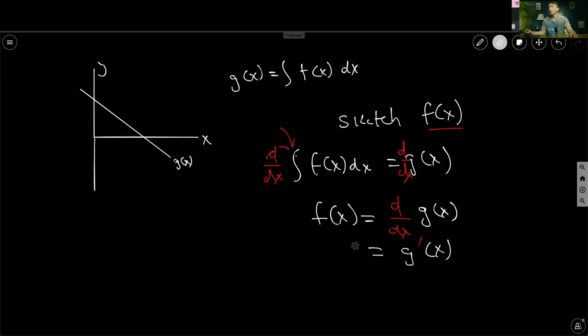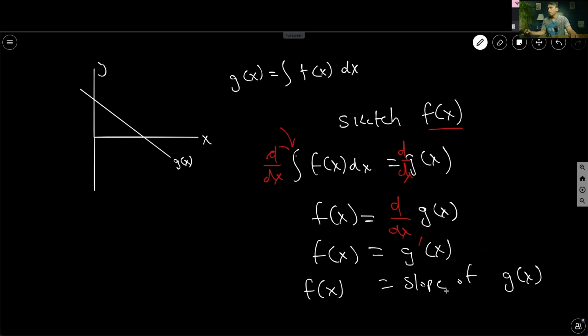And now we know that f of x is equal to g prime of x. What's another word for g prime or derivative? Another word for that is the slope of the original function g of x. So we know that f of x is the slope of g of x. The graph that it gave us is g of x, so basically we need to find the slope of this, which is equal to f of x.